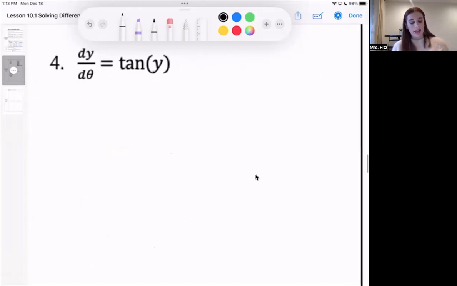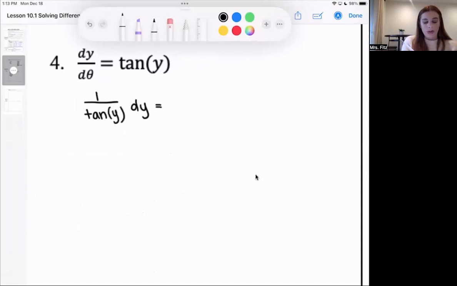We have dy d theta equals tangent of y. So once again, we need to separate our variables. So we want y's on one side, theta's on the other. So I'm going to divide by tangent of y and multiply by d theta. So I end up with 1 over tangent of y dy is equal to d theta. Once again, there should kind of be a 1 there as a placeholder. And we're going to integrate both sides.